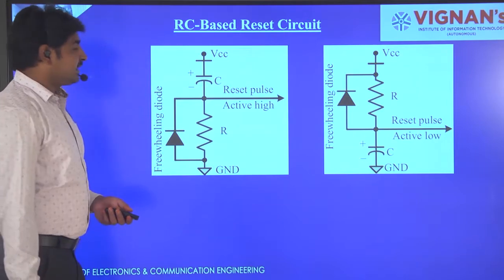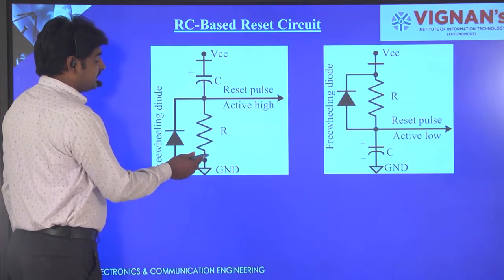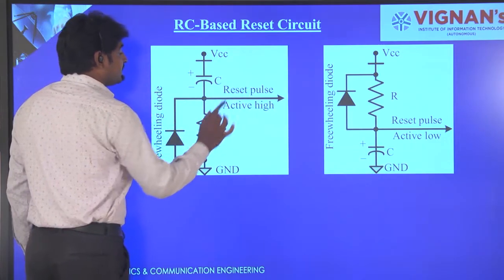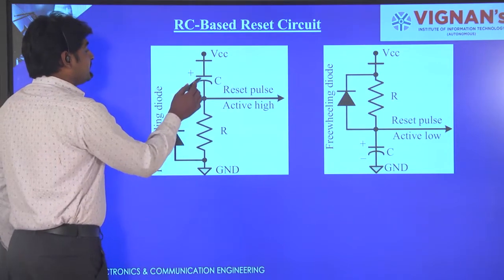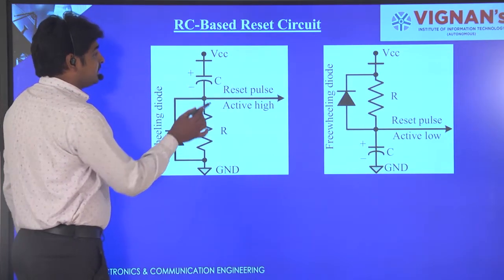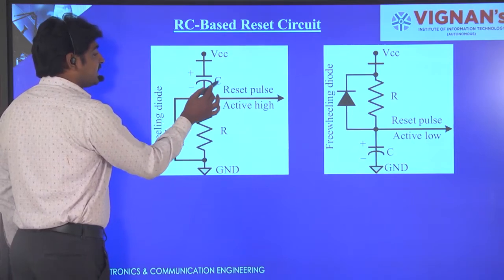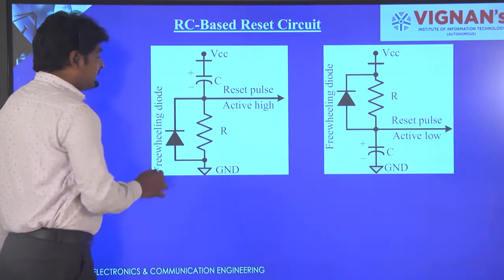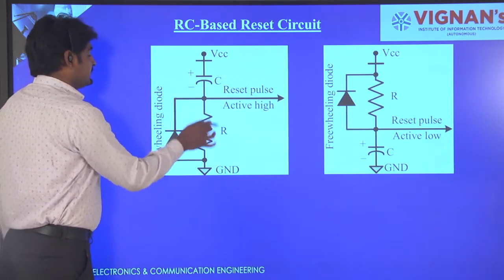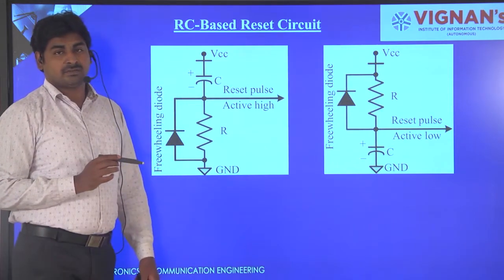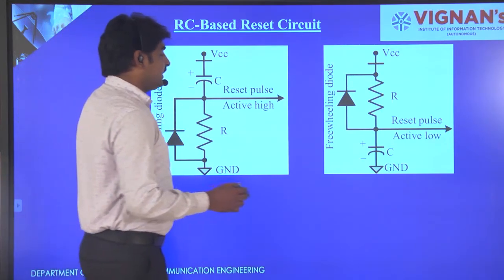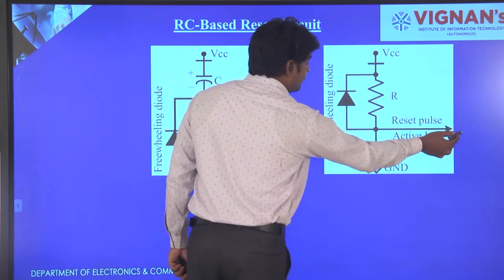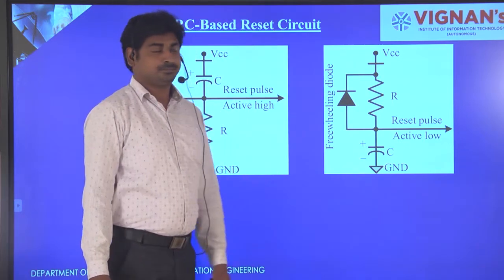Now this reset circuit consists of a VCC, a capacitor, a resistor and a freewheeling diode. From here you will be taking the output for active high. Initially the capacitor is not charged. When the VCC power supply is given, what happens? The capacitor will charge and you will be getting a high output. And this freewheeling diode gives the required current to the capacitor to operate. Similarly here the capacitor is connected to ground, which means the output here will be low.